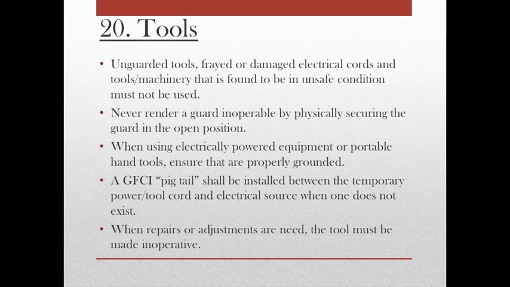Tools. The following rules apply while working with tools and equipment on CWD projects. Unguarded tools, frayed or damaged electrical cords, and tool machinery that is found to be in unsafe condition must not be used. Never render a guard inoperable by physically securing a guard in the open position. When using electrically powered equipment or portable hand tools, ensure that they're properly grounded with the use of GFCI, ground fault circuit interrupter. The GFCI pigtail shall be installed between the temporary power tool cord and electrical source when one does not exist. The use of double insulated tools is recommended.